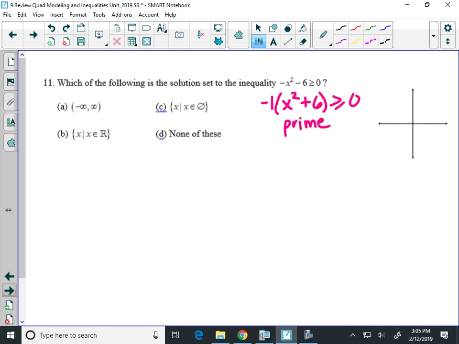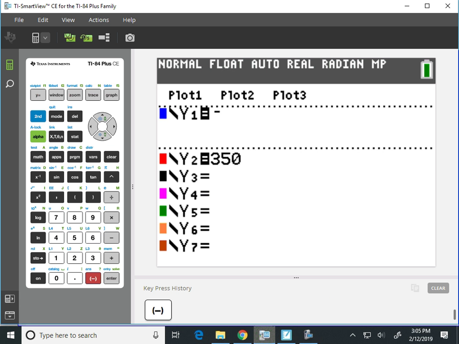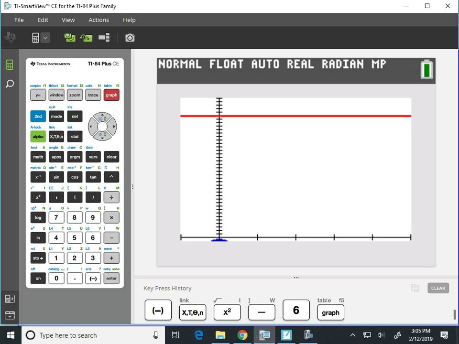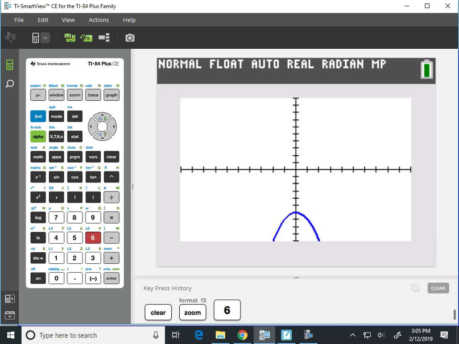So there's two things you can do. My suggestion to you, before you jump in to complete the square, is to graph the quadratic to start. And I'll tell you why once we graph it. So we have -x squared minus 6. And when I graph that, oh, I need to change. Sorry, I'm going to delete the second one and go back to my standard window.